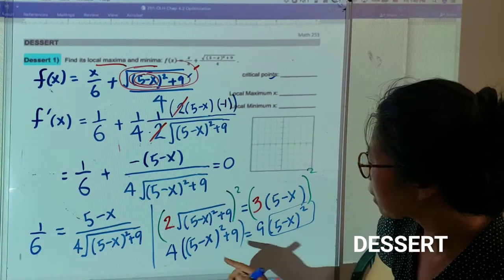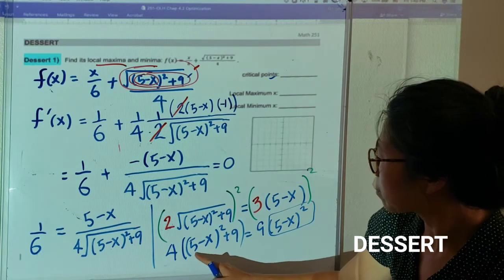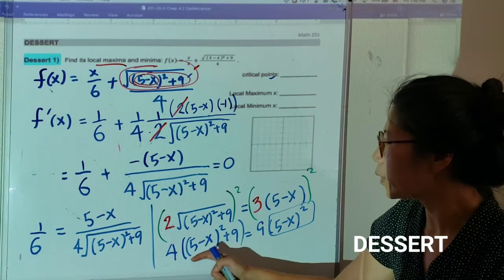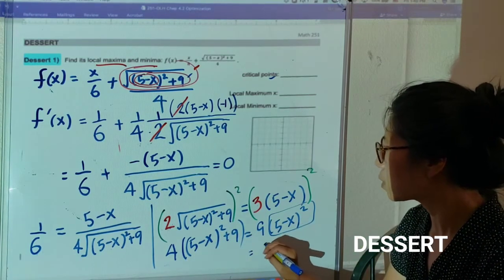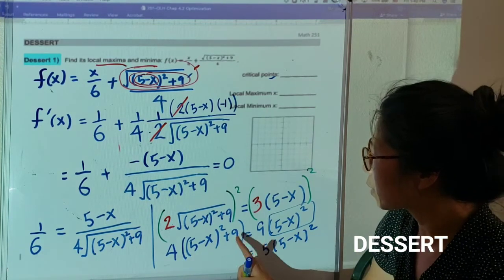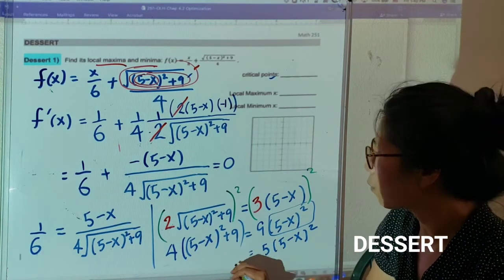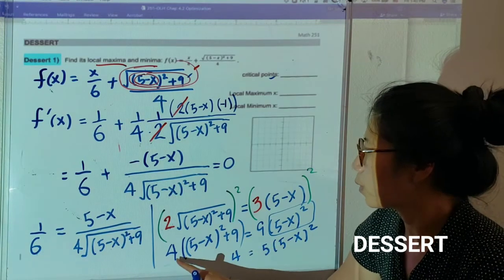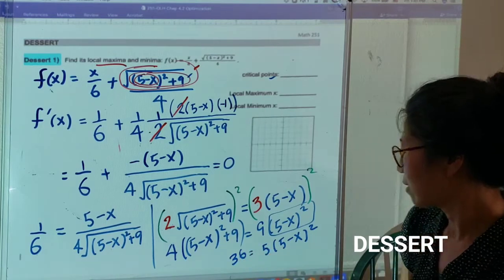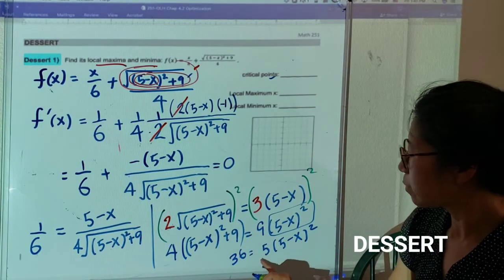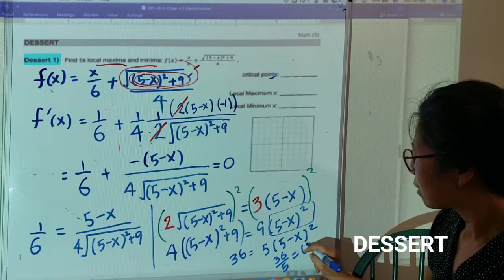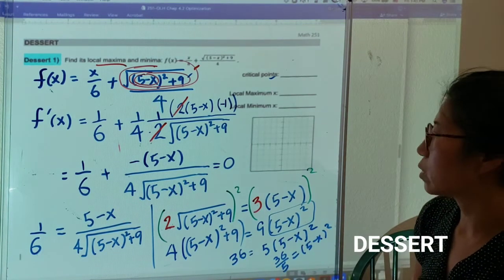Then do you see that I have a 4 times 5 minus x squared, 9 times 5 minus x squared. If I bring the right term to the other side, you see that that makes a 5 times 5 minus x squared. And then the other side is going to be 4 times 9, 36. Okay, so solve for x. Divide by 5. 36 divided by 5. 5 minus x squared. I wish I had more room.